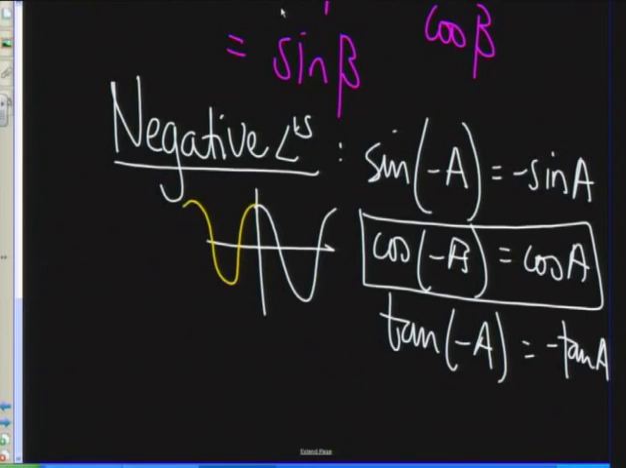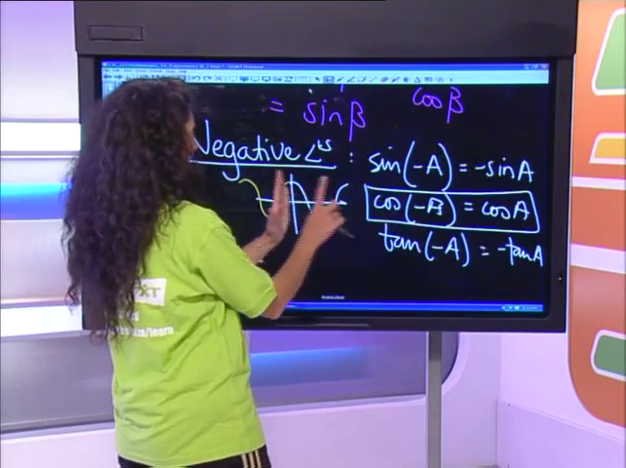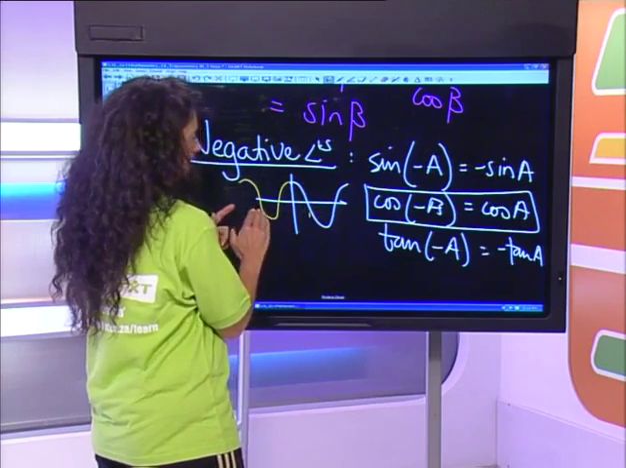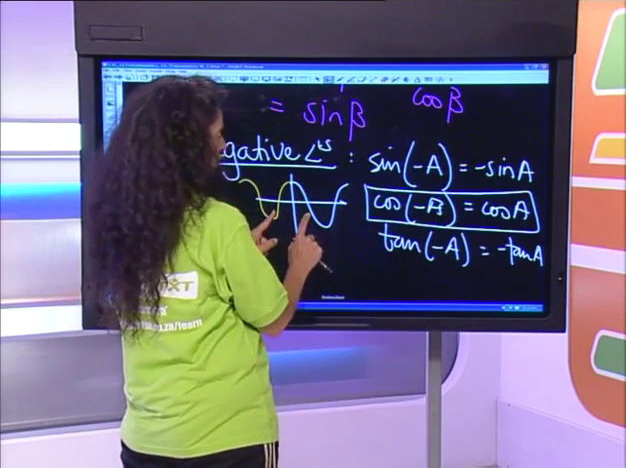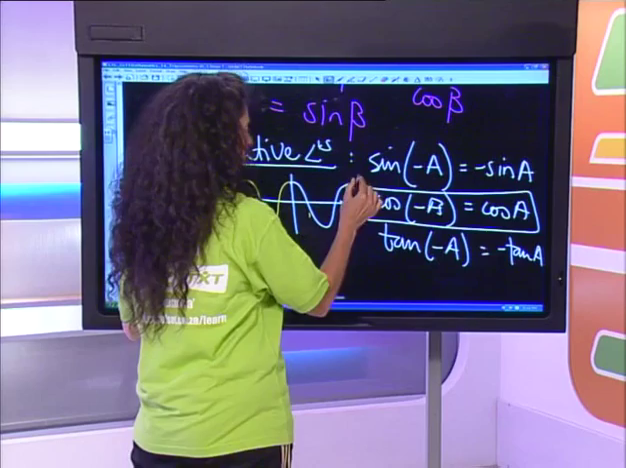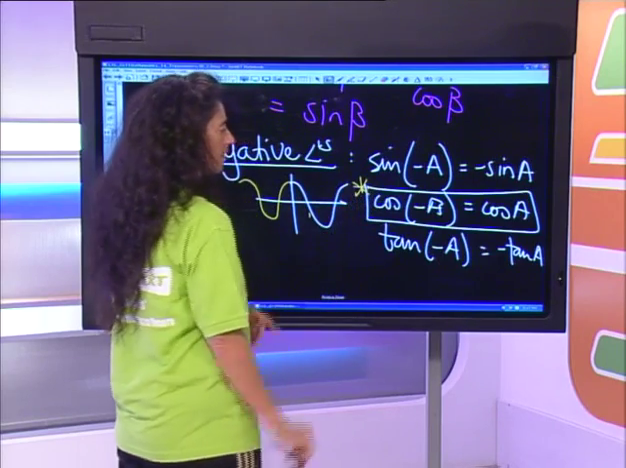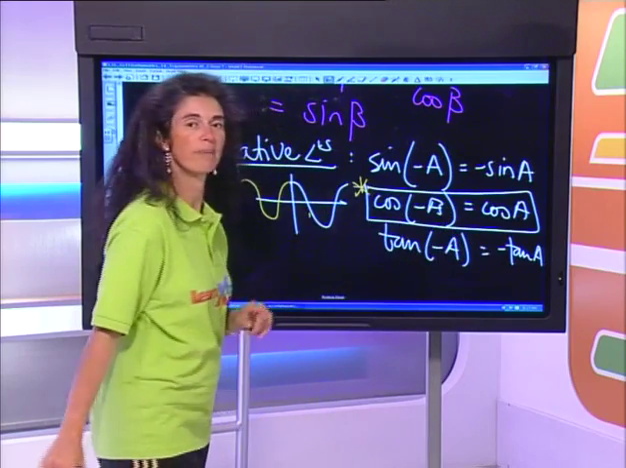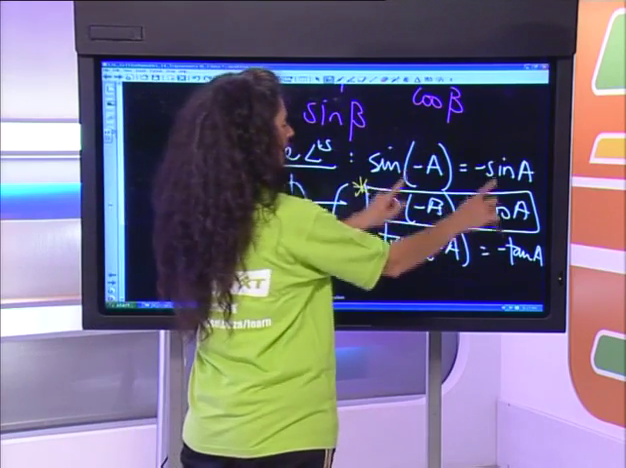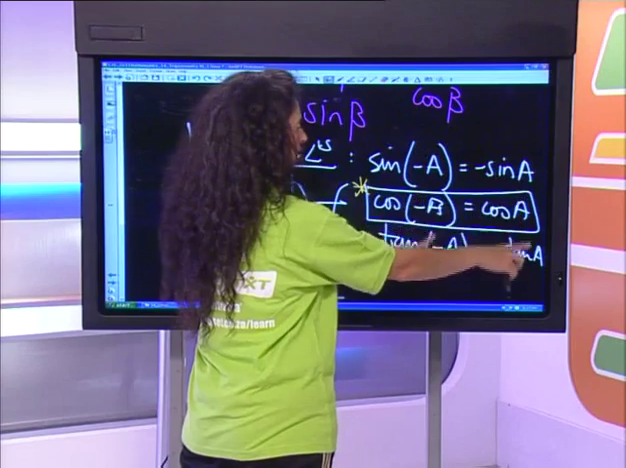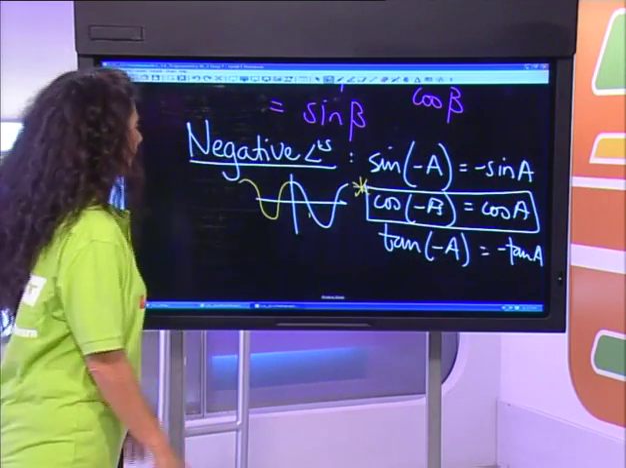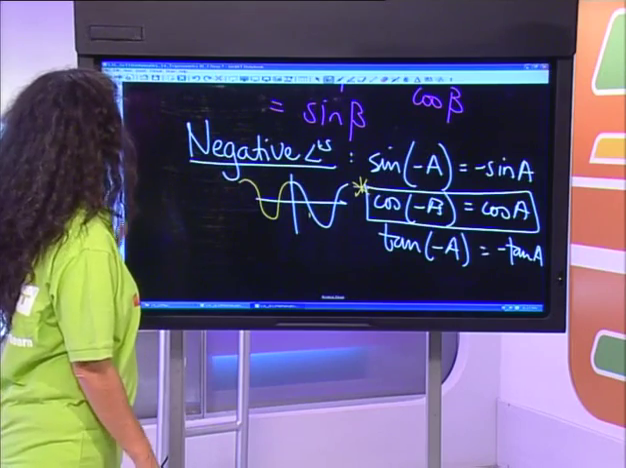It's a mirror image about the y-axis. So you change the size of the angle, but the ratio stays the same. The ratio does not change. So this function, because it's symmetrical about the y-axis, change the sign of the angle, the ratio remains unchanged. Whereas with sine and tan, change the size of the angle, the additive inverse, that ratio will change. Okay, so that's what's very important about negative angles.